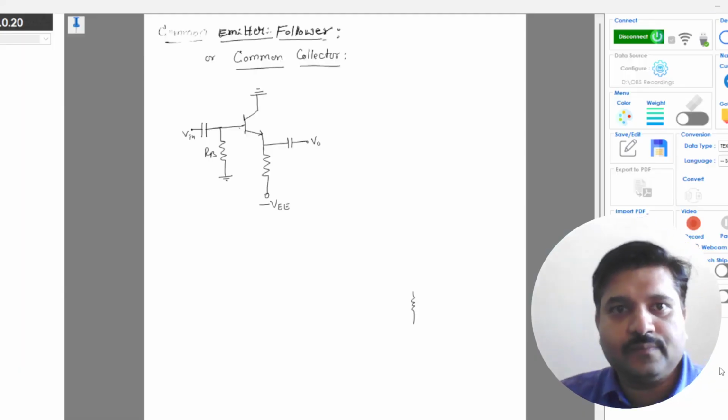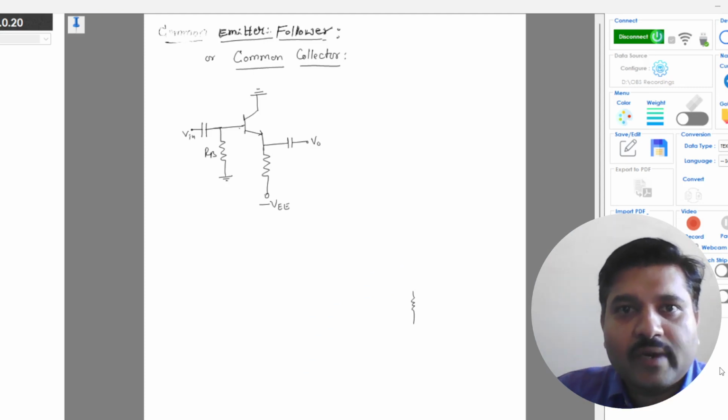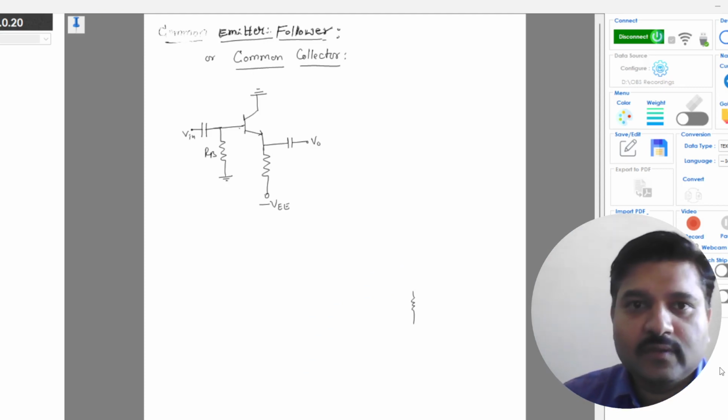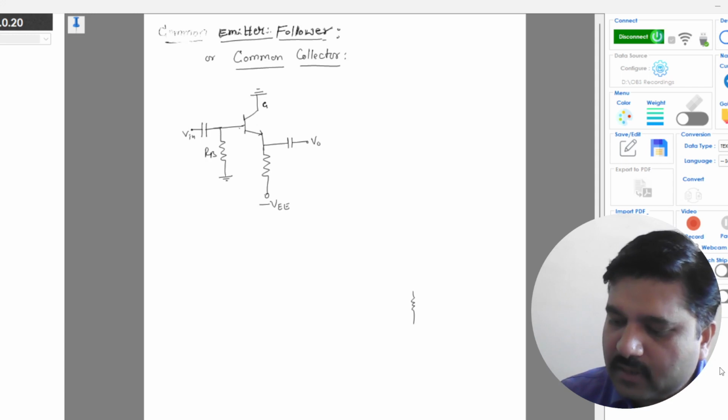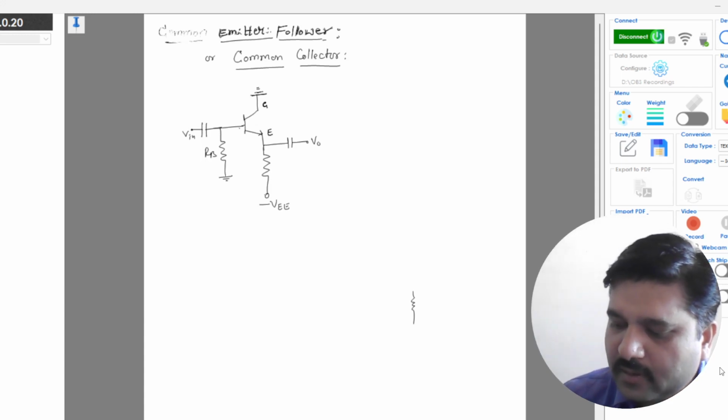Hello everyone. So the next topic is emitter follower or common collector. Common collector means the collector terminal is common for both input and output, right? So this is collector, this is emitter, and this is base, right? And this is RB.